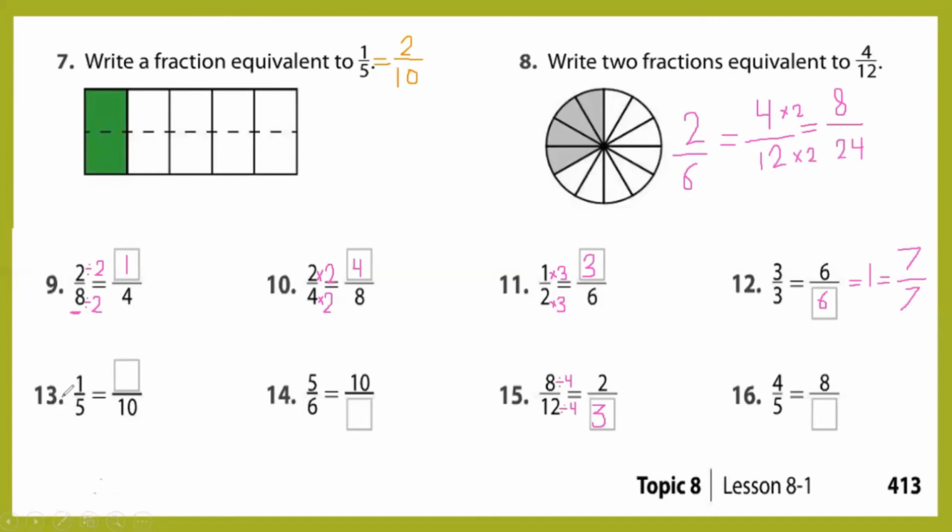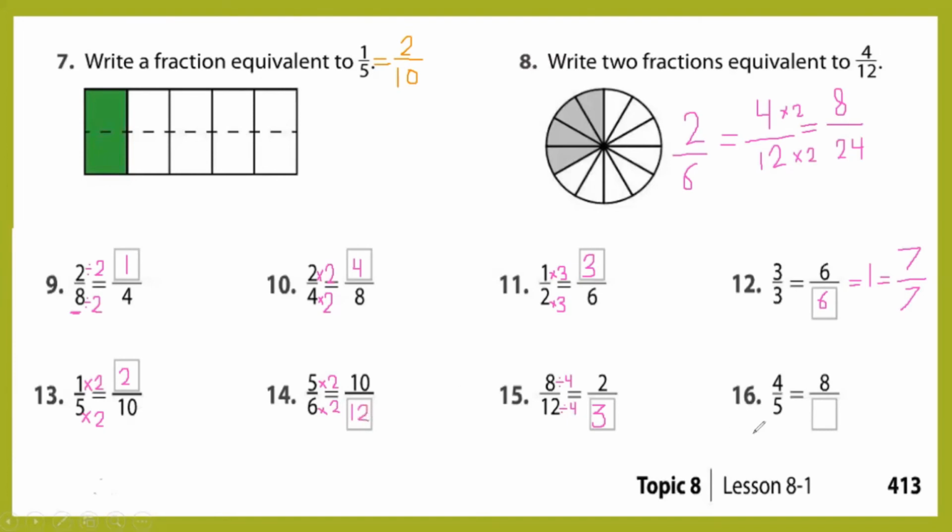Number 13, 1 out of 5 equals what out of 10? I would change a small number to make it a big number. From 5 to 10, I will multiply by 2. Multiply down and up. 1 times 2 equals 2. 5 times 2 equals 10. 5 out of 6 equals 10 out of what? 5 times what equals 10? 5 times 2. Now I will multiply up and down. 6 times 2 equals 12.